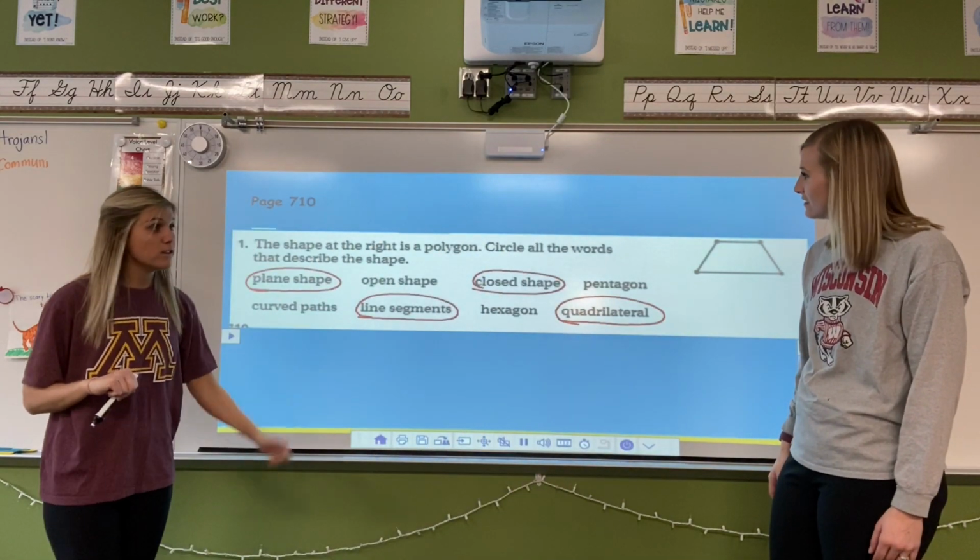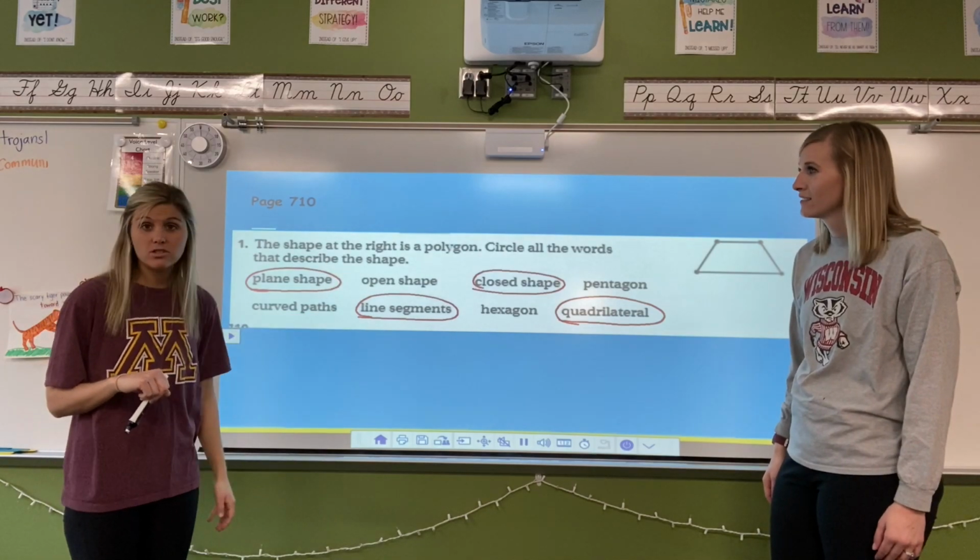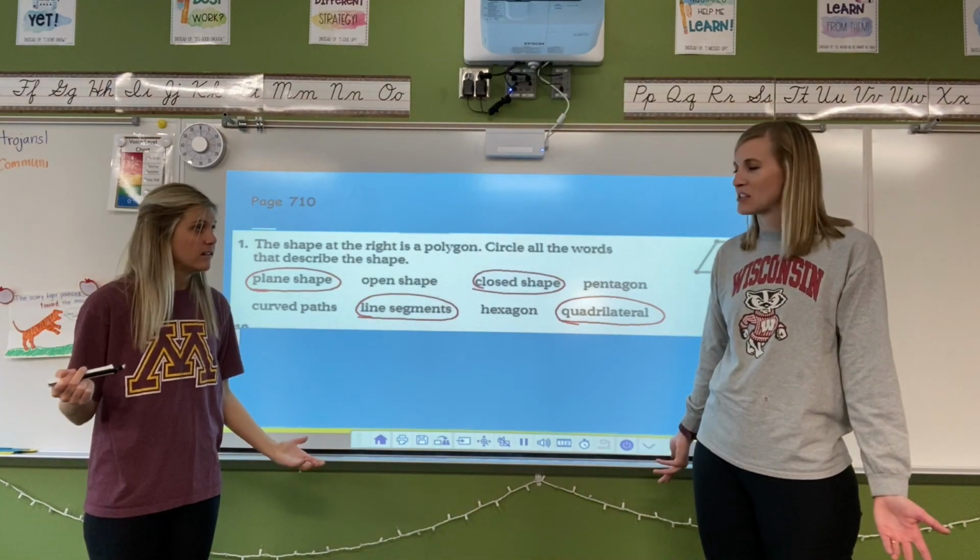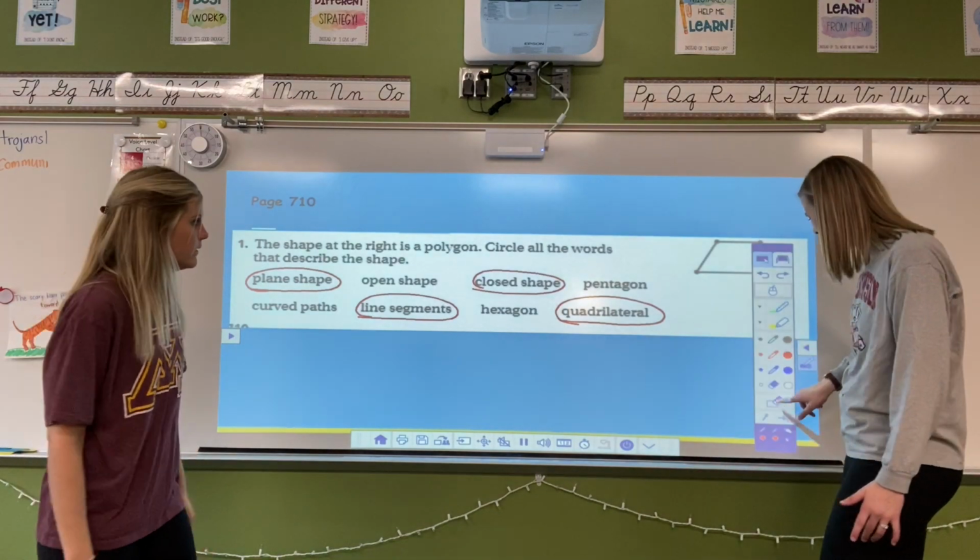So we circled the 4 words that describe that shape. Let's keep going. I'm feeling pretty confident about these polygons. I know. I'm starting to like them.